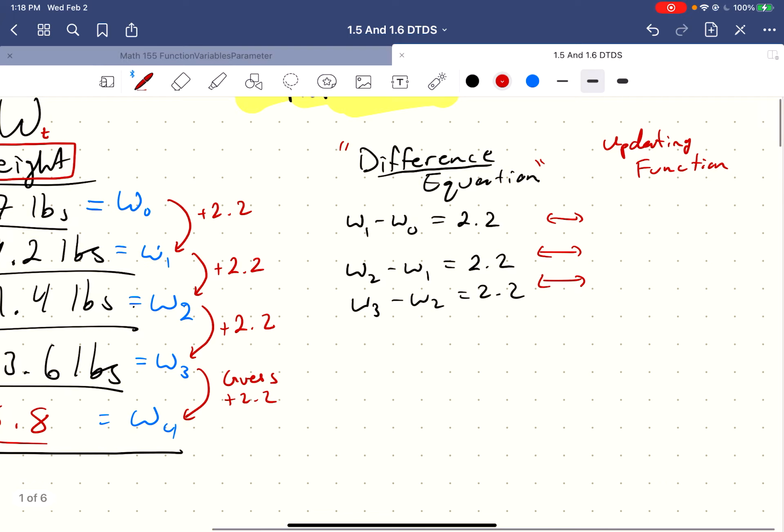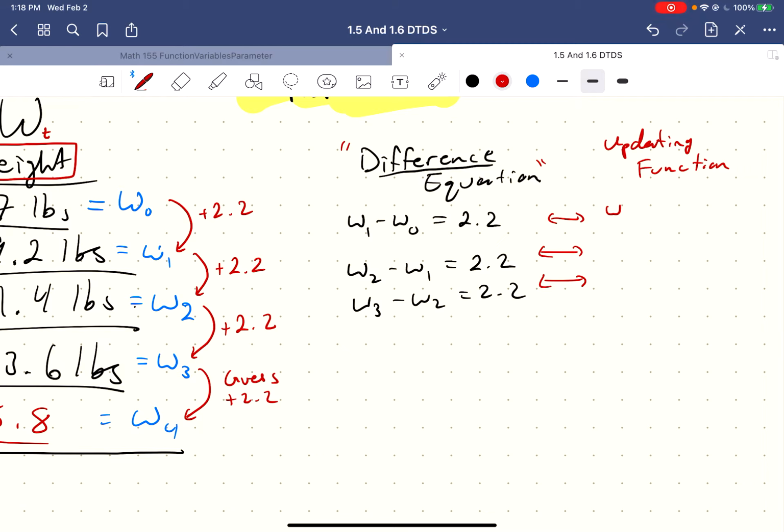Okay, so what's an updating function? It's what happens when you solve for the later variable. So W1 is later than W0. The weight at month 1 occurred after the weight at month 0. So if I solve for it, I have W0 plus 2.2. Similarly here, I could say W2 is W1 plus 2.2. And W3 is W2 plus 2.2.